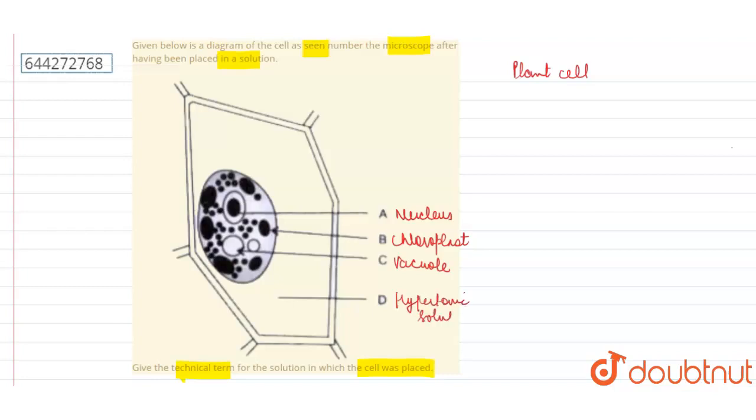So the question is, give the technical term for the solution in which the plant cell was placed. That is the hypertonic solution. So now we discuss hypertonic solution. Hypertonic solution is a solution that contains more dissolved particles such as salts and other electrolytes.